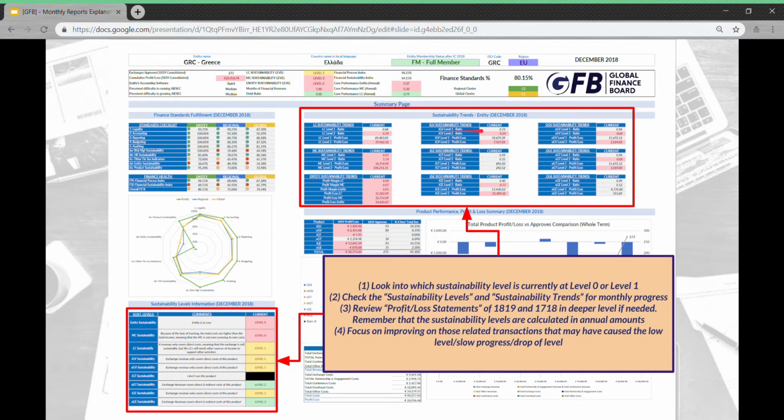Now on the sustainability trends and levels information, look into the sustainability levels which are at 0 or level 1. Check the sustainability levels and trends for monthly progress in the pages after. Review profit loss statements of 1819 and 1718, even at a deeper level if needed. Remember that sustainability levels are based on annual amounts, so it would be good if you can check what's happening in terms of the profit loss. Focus on improving those related transactions that may have caused the low level, slow progress or drop of level.